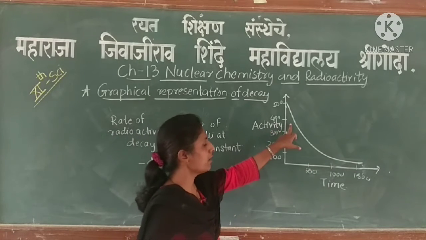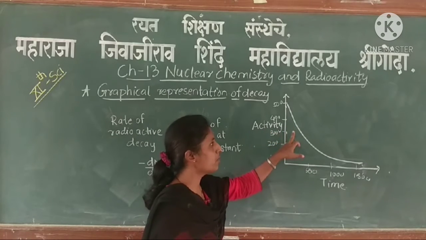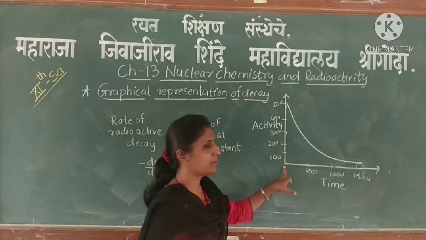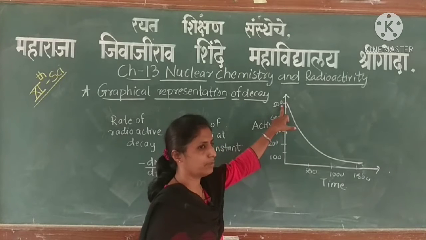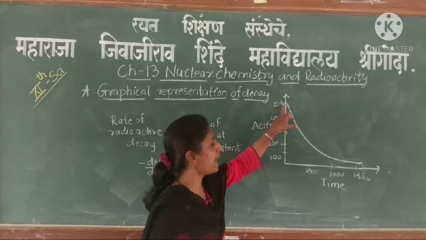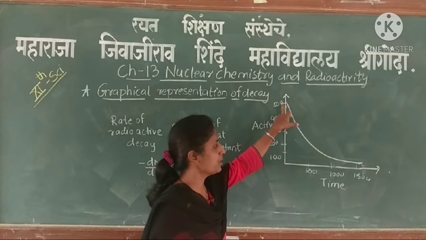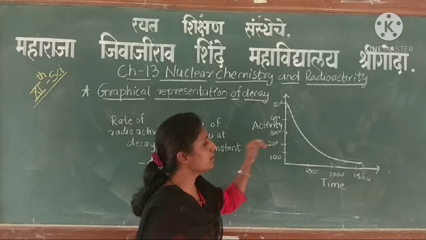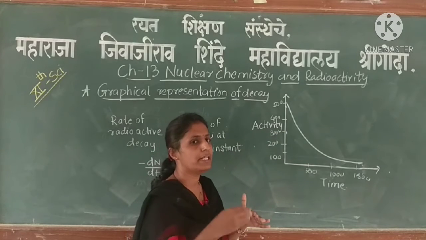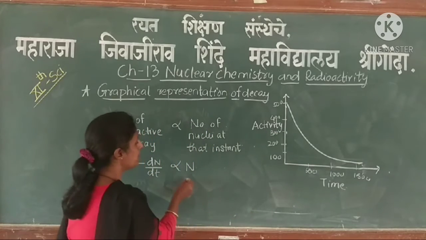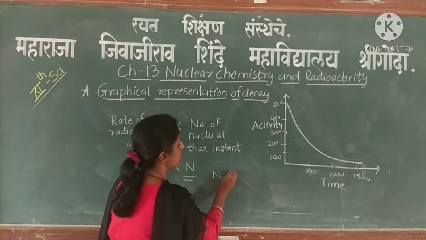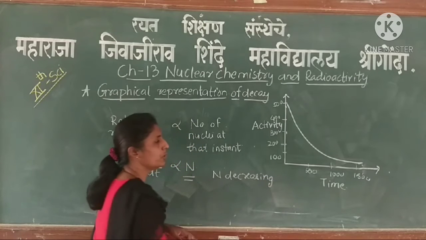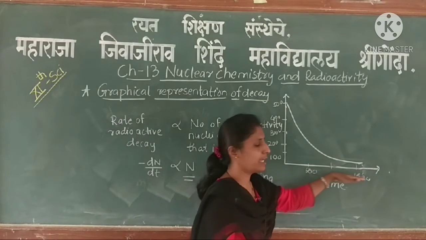Now what you can see from this curve, or what you can say about this curve, is that at the initial time, when time is 0, your n, that is the number of nuclides present, is at its highest, and so is the activity. But as the time increases, the nuclides disintegrate. So what is happening is that your n is going to be decreasing. The number of nuclides present is going to decrease as the time progresses.